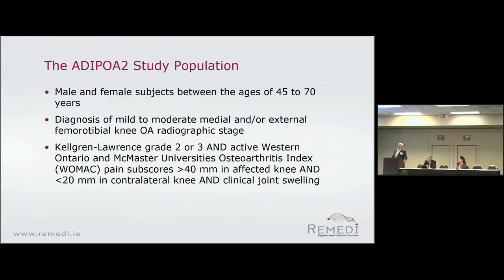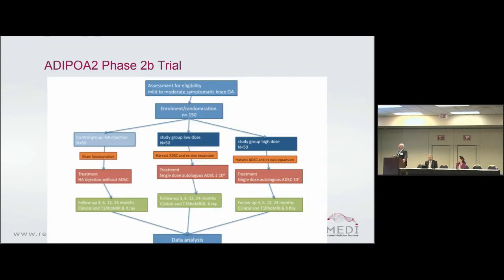So the Adipose A2 study population then consists of male and female subjects between the ages of 45 and 70 years with mild to moderate knee osteoarthritis. The phase 1 study was moderate to severe OA because that's what the regulators required. For the phase 2B study, they allowed us to look at earlier stage disease. And the particular KL radiographic score that these patients had was between 2 and 3. That's an indication of early disease, and the inclusion and exclusion criteria, the clinical parameters that were applicable, were very carefully worked out. The design of the study then is summarized here.